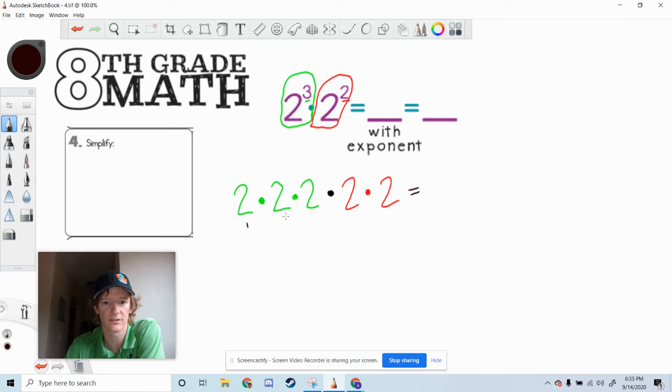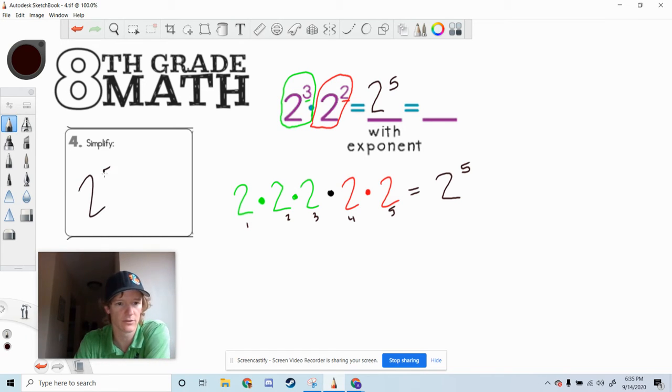So we have 1, 2, 3, 4, 5. 2 multiplied by itself 5 times is 2 to the 5th power. And that's actually going to go here. 2 to the 5th. So 2 to the 5th.